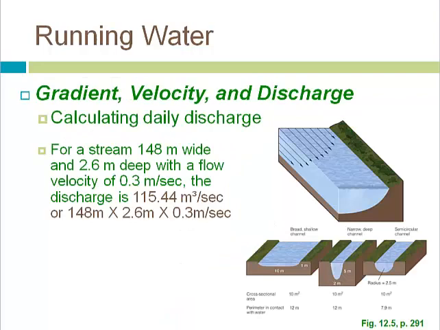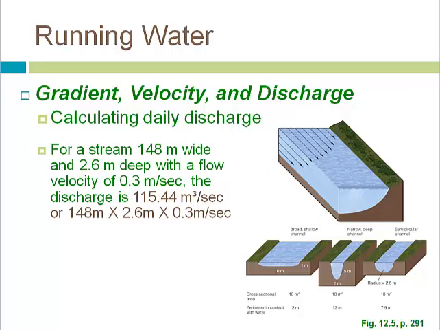So here in this slide, I show you basically what we've been talking about. We have gradient, velocity, and discharge, and we're going to calculate a daily discharge. Let's look at a stream that's 148 meters wide and 2.6 meters deep with a flow velocity of 0.3 meters per second. So the discharge, I've already calculated it out for you, is 115.44 meters cubed per second, where we take 148 meters wide times 2.6 meters deep, and then we multiply that by 0.3 meters per second, which gives us meters cubed per second.